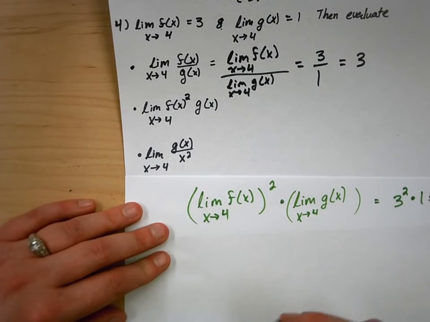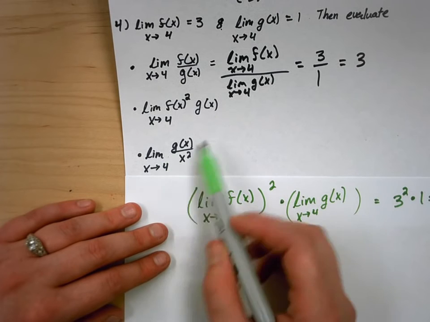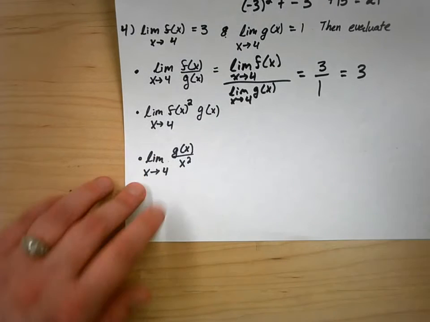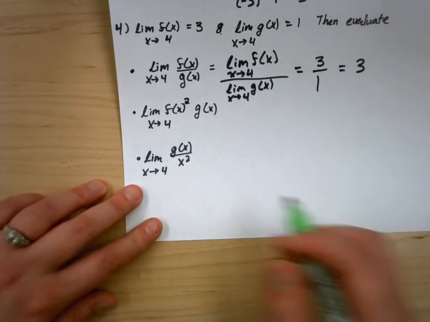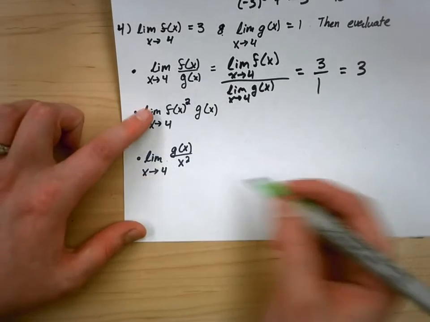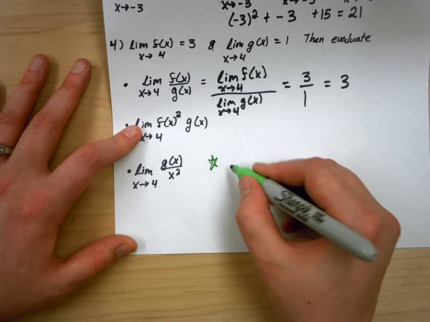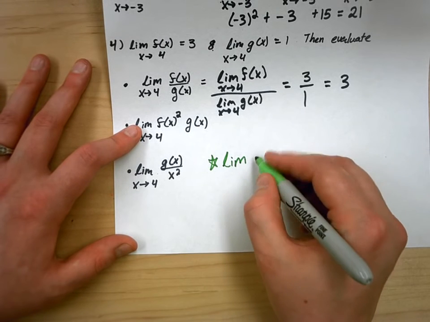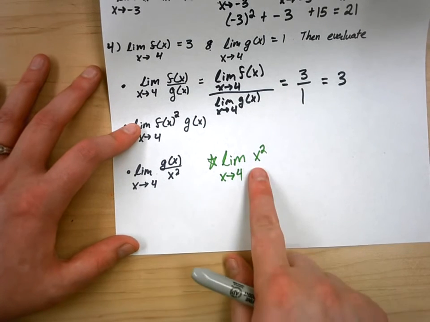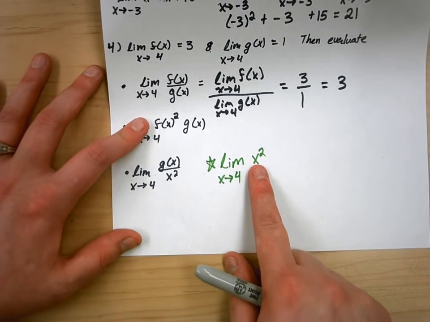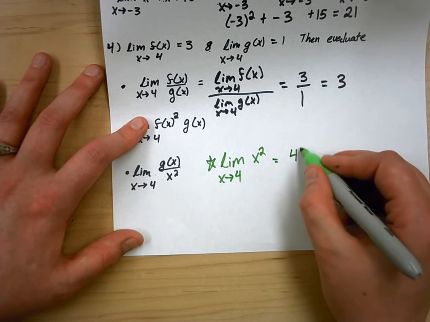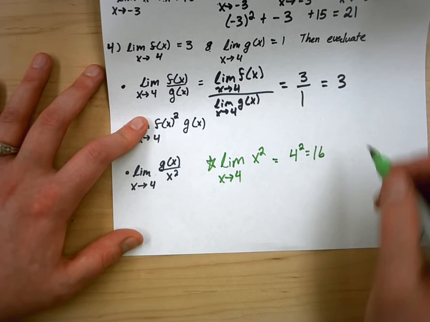Okay, last but not least, I have the limit of g of x over x squared as x approaches 4. Well, this guy in the bottom, as x approaches 4, let's look at that limit first. So I'll draw a star here. This is kind of our scratch work. The limit of x squared as x approaches 4. Well, I know this is a continuous function, and not only do I know that, but I also have a rule at the bottom of my limit laws that this guy just equals 4 squared, which equals 16.